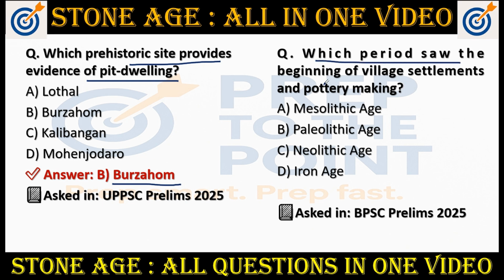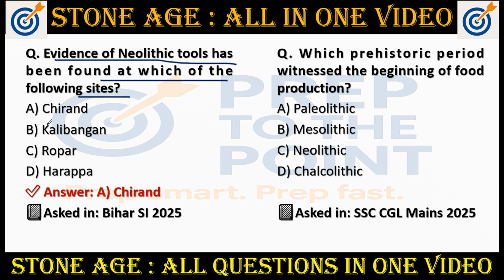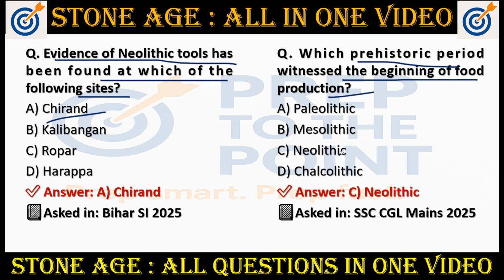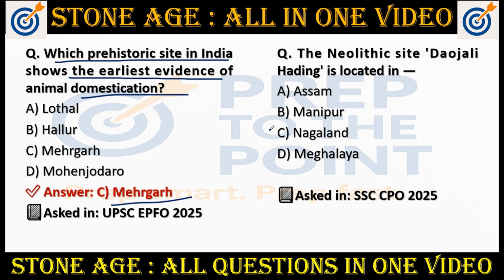Which period saw the beginning of village settlements and pottery making? The correct answer is Neolithic age. Evidence of Neolithic tools has been found at which of the following sites? It's Chirand in Bihar. Which prehistoric period witnessed the beginning of food production? The answer is Neolithic. Which prehistoric site in India shows the earliest evidence of animal domestication? The correct answer is Mehergarh.